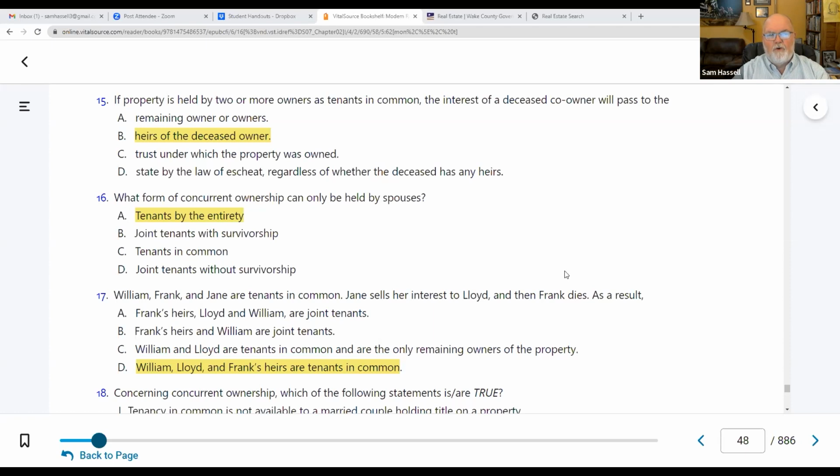Number 16, what form of concurrent ownership can only be held by spouses? And this is tenants by the entirety. And keep in mind, this is the favored position for spouses in North Carolina. That is where they want you to go, all right? When you go purchase, if you are a spouse, husband and wife, buying a house, they want you to use tenancy by the entirety. If you don't ask for something else, that's what you're going to get. Okay.